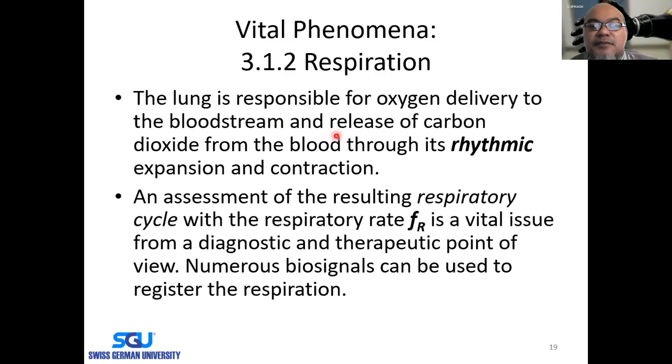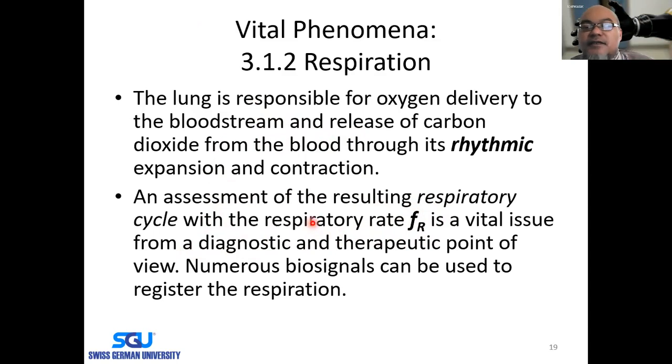Then the next vital phenomenon is respiration, coming from the lung and the respiratory system. So the lung is responsible for delivering oxygen into the bloodstream, as well as the release of carbon dioxide from the blood, through its rhythmic expansion and contraction. An assessment of the resulting respiratory cycle with the respiratory rate FR is a vital issue from a diagnostic and therapeutic point of view.